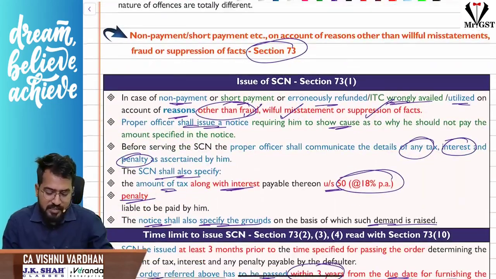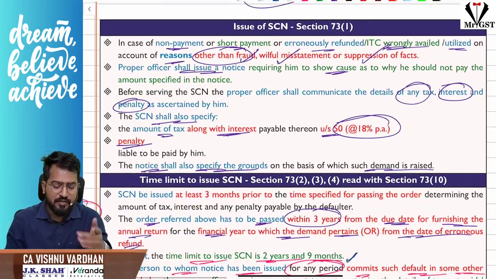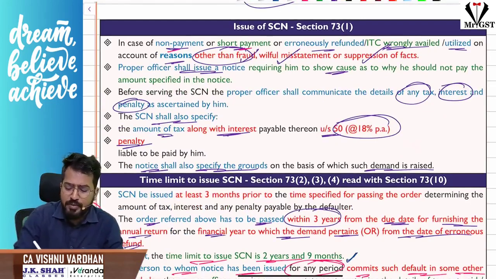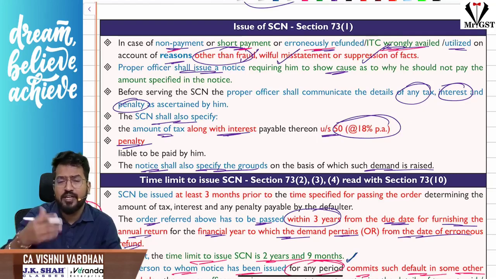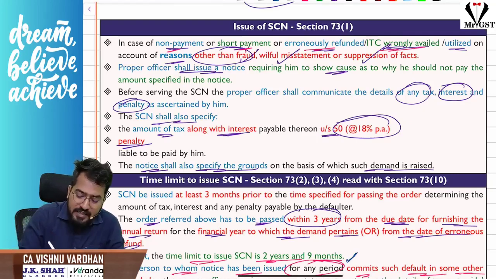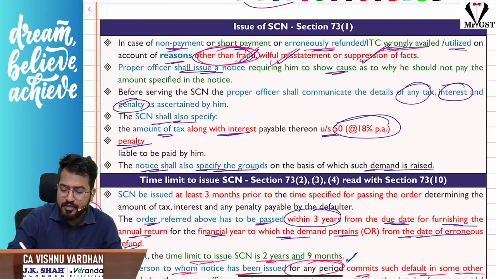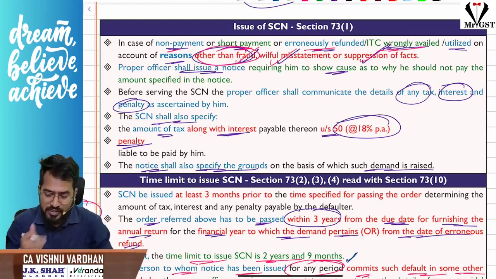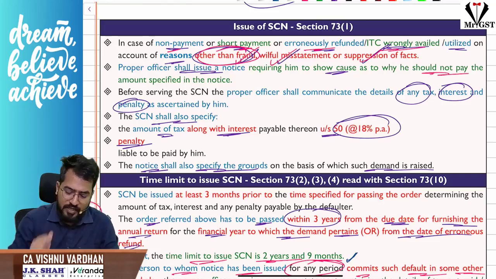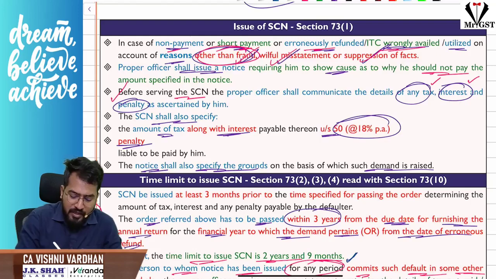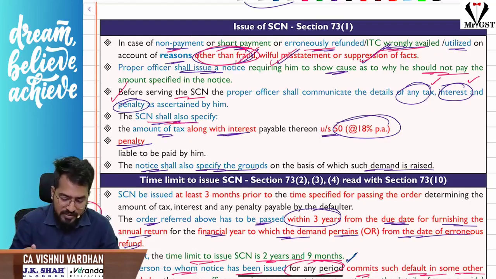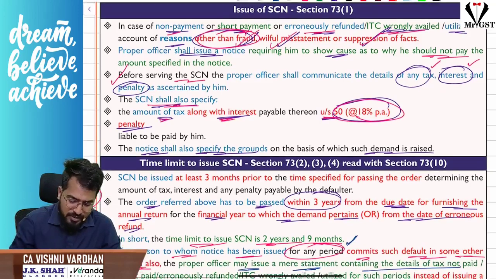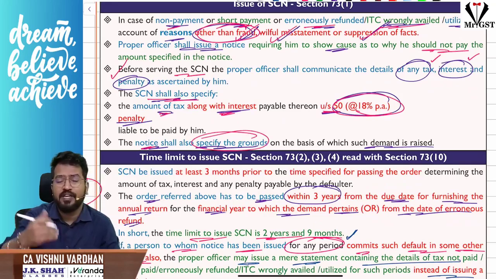Now first let us go with section 73. Whenever there is non-payment of tax or short payment of tax or erroneously refunded tax or ITC wrongly availed or utilized, for reasons other than fraud, willful misstatement or suppression of facts, the proper officer will issue a show cause notice asking why you should not pay this amount of tax. Before serving the show cause notice, the proper officer shall communicate the details of the tax, interest and penalty ascertained by him. The show cause notice will also specify the amount of tax payable along with interest under section 50 at 18% per annum, and the reasons for giving this notice will be mentioned.